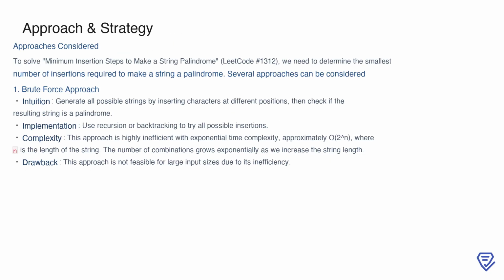To solve the problem of finding the minimum number of insertions required to make a string a palindrome, there are several approaches we can consider. One straightforward method is the brute force approach. The intuition here is to try inserting characters at all possible positions in the string and check if the resulting string forms a palindrome. This can be implemented using recursion or backtracking, as we systematically explore all possible combinations of insertions. However, this approach is highly inefficient because the number of combinations grows exponentially with the length of the string.